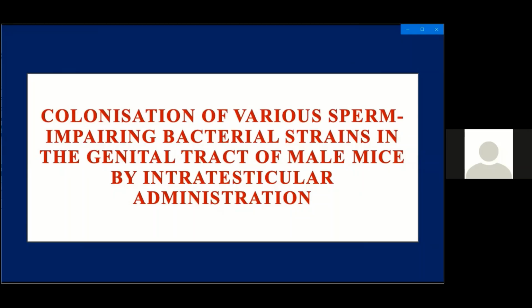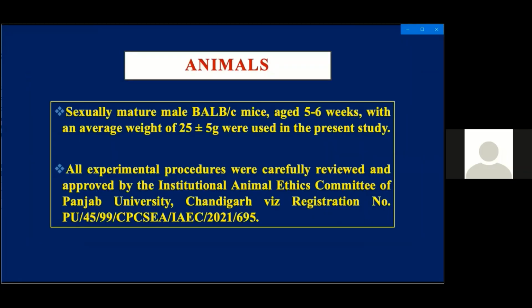The main objective of our studies was colonization of various sperm impairing bacterial strains in the genital tract of male mice by intratesticular administration and to understand the mechanisms of azoospermia. For these studies, we used male Balb/c mice, sexually mature, aged 5 to 6 weeks with an average weight of 25 gram. All experimental procedures were carefully reviewed and approved by the Institutional Animal Ethics Committee of Panjab University, Chandigarh, via the registration number as given in the slide.